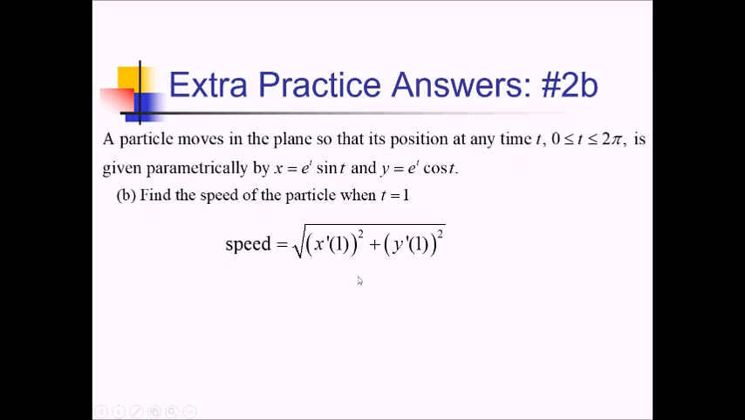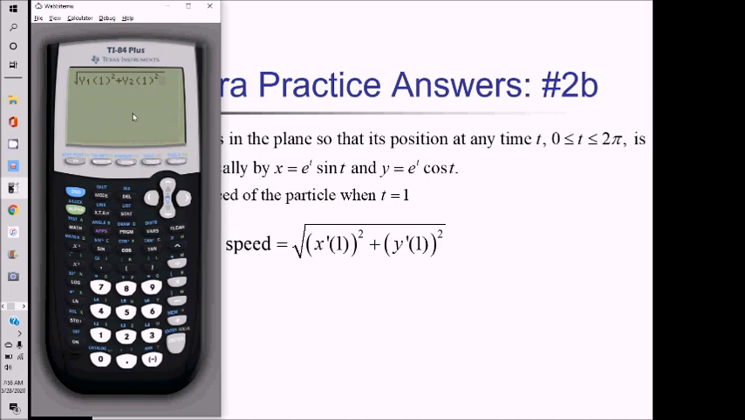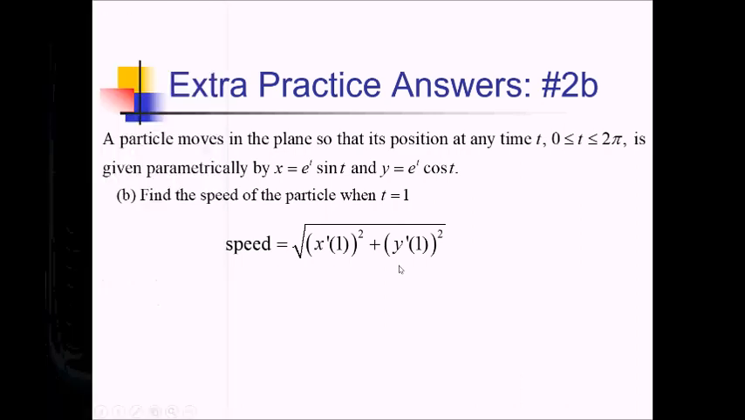Let's do that now. So here's what this looks like on my calculator. Recall that I stored x prime as y1 and y prime as y2. So I'm basically plugging 1 into those, and to square them, I just put the square after the closed parentheses. So pressing enter, we end up with about 3.844. There were no units on this one, so we don't give them any units back.